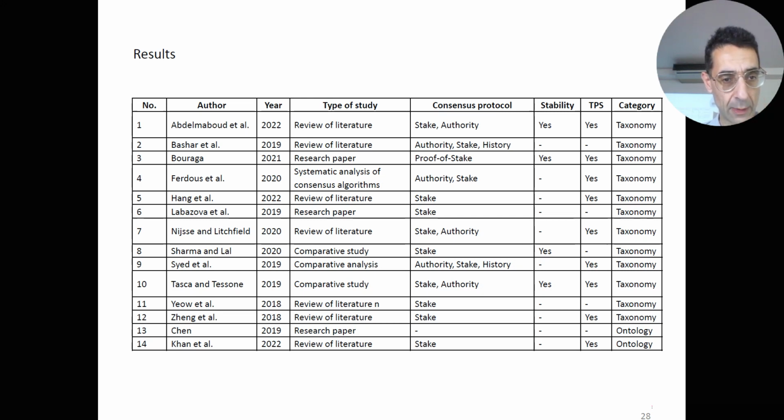This is a table that discusses our 14 selected articles, and as you can see, the majority of these, as I will say later, are review of literature papers or research that draws comparison between blockchain applications. And the majority of these studies utilize taxonomy as a classification technique of blockchain components, and a couple of these utilize ontology as a classification technique, again of blockchain components and subcomponents.